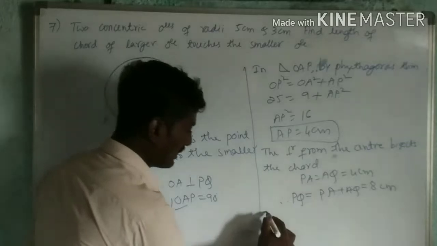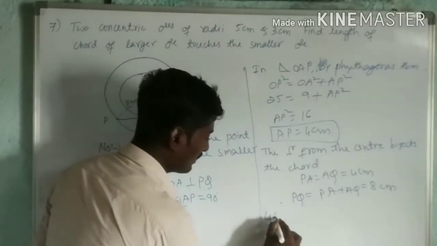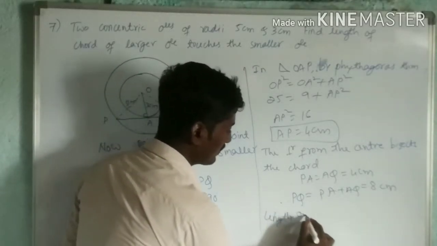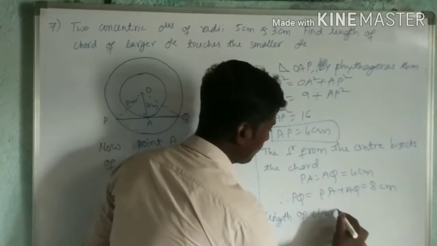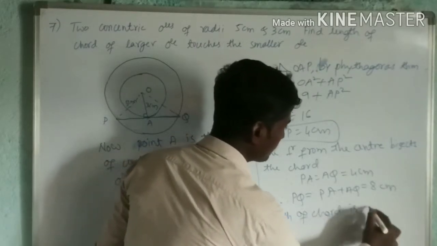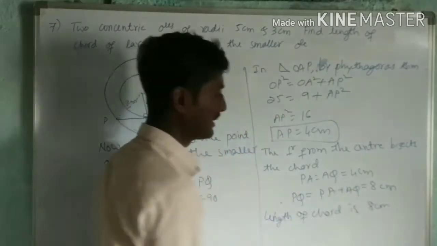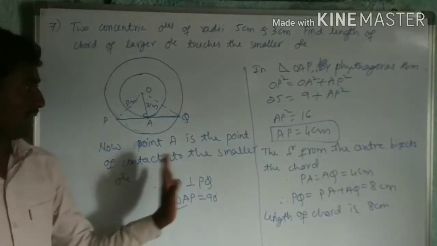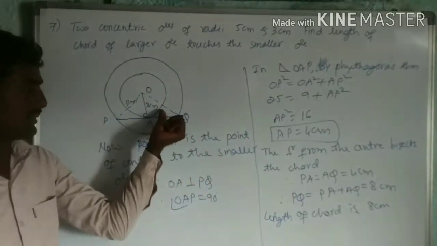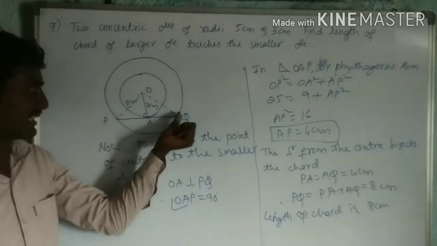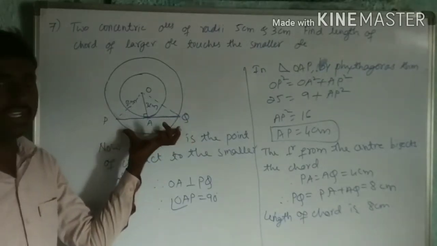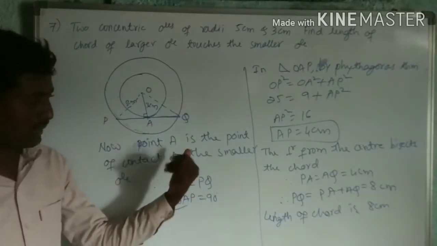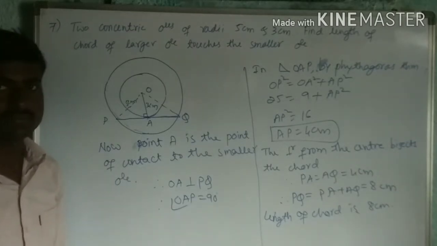Therefore the length of the chord of the larger circle is 8 centimeter. I also told you another method: by taking the Pythagoras theorem in the right angle triangle you will get AQ, then you can find PQ. So you can solve it in any one way.